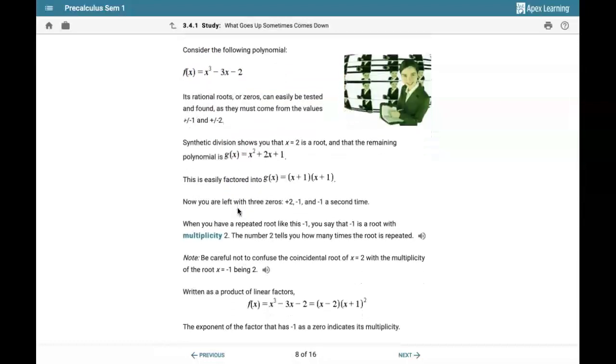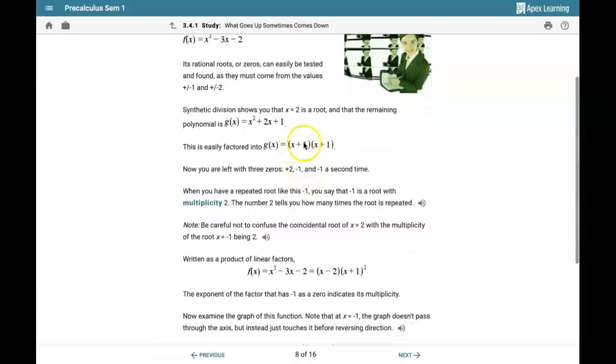Through synthetic division that we just worked on in the last couple of units, you can find out that x equals 2 is a root. Then we're getting to our quadratic that we're more and more comfortable with, and this actually ends up being a perfect square trinomial. So you're able to easily factor that into x plus 1 and x plus 1. Now when we solve for our zeros, we have positive 2, negative 1, and negative 1 a second time.